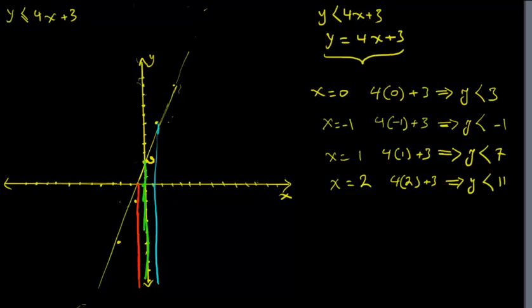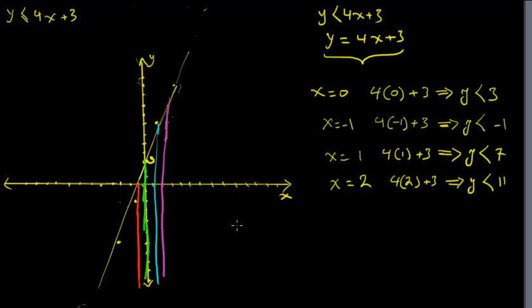Or if, let's say, we have x equal 2, then y is less than 11. So if x is 2, y is less than 11. The graph is not accurate, but it looks something similar to this one. So it means all the points below this line are going to satisfy this inequality.